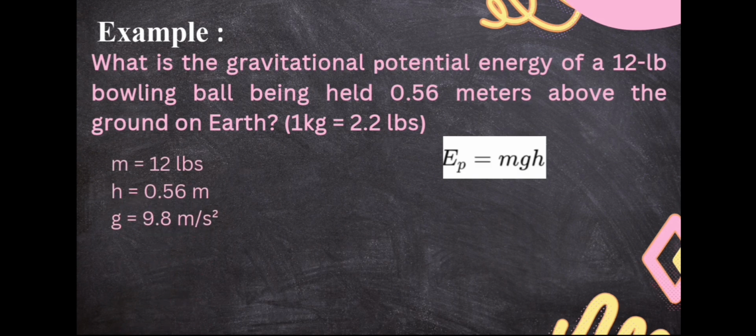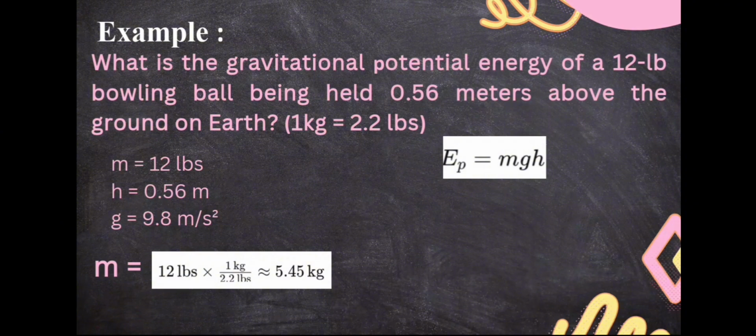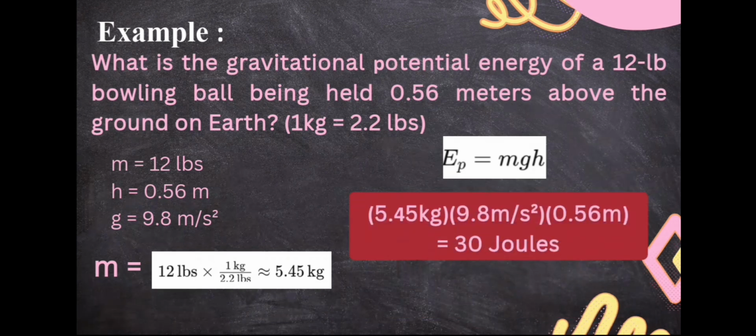GPE is equal to mgh. Our mass is 12 pounds, our height is 0.56 meters, and our gravity is 9.8 meters per second squared. But we will convert the 12 pounds into kilograms because in GPE we use kilograms. So 12 pounds multiplied by 1 kilogram over 2.2 pounds is equal to 5.45 kilograms. Now let's multiply all of it. 5.45 kilograms times 9.8 meters per second squared times 0.56 meters is equal to 30 joules.